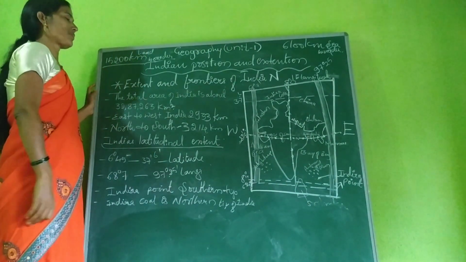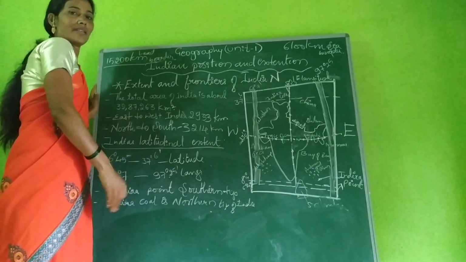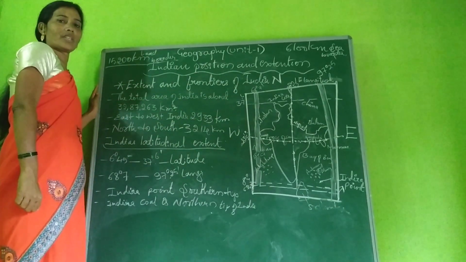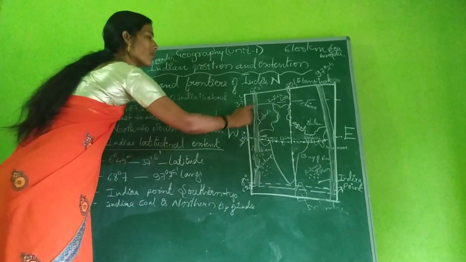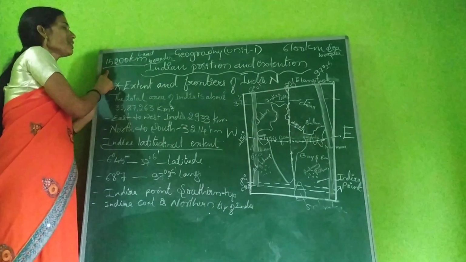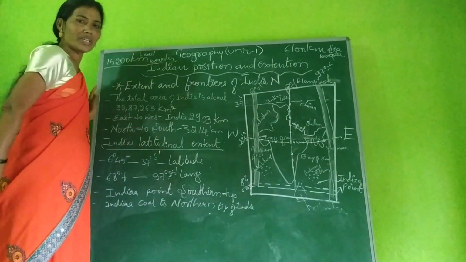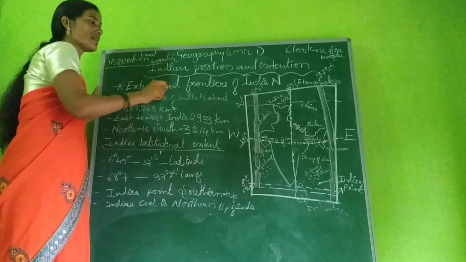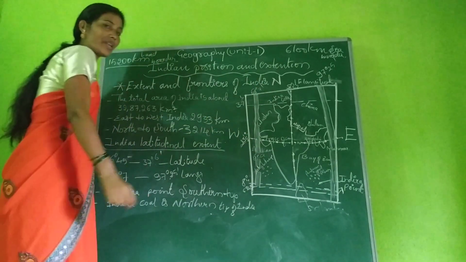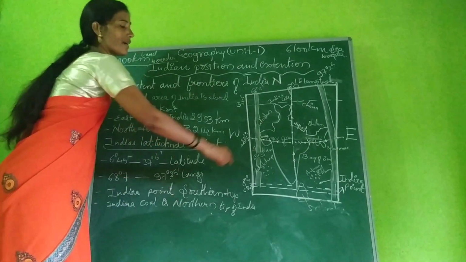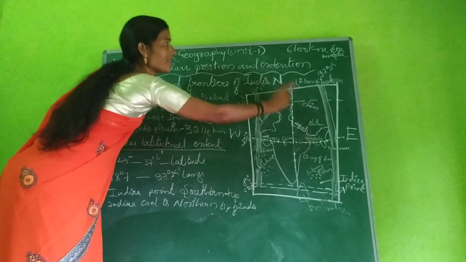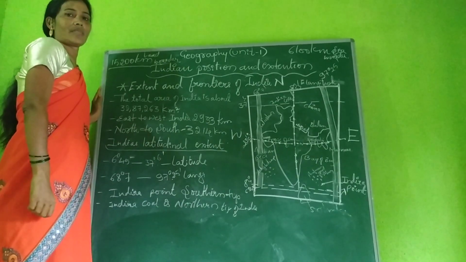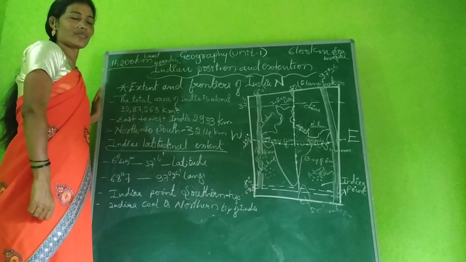So what about the land border and what about the sea border? The length of the land border is about 15,200 kilometers, and the sea border is about 6,100 kilometers.